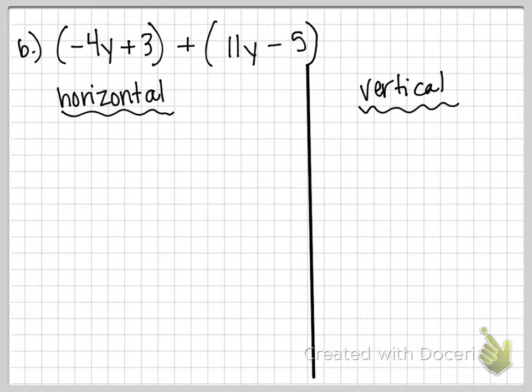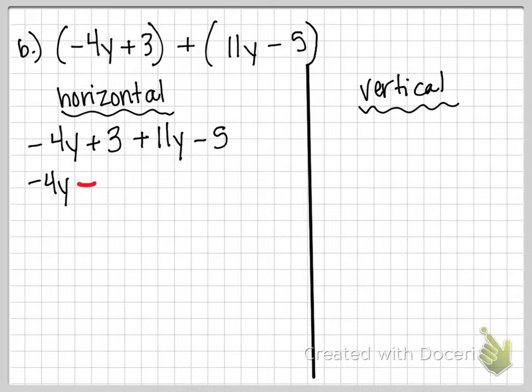Okay. Horizontally, remember we take away the parentheses, and the sign in front of the 11y is not negative, it's positive: 11y. And then I'm going to rewrite it with plus signs in between so that I can clearly see all my terms. The parentheses around the 5 are just because I was separating it from the plus. Okay, now I can see my like terms.